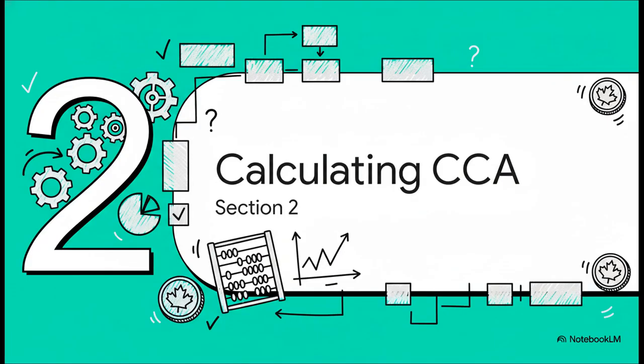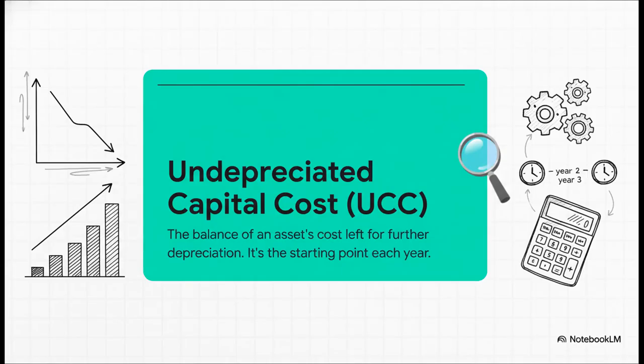How do we actually calculate this deduction year in and year out? The term you absolutely have to know is undepreciated capital cost, or UCC. The best way to think about UCC is as a running total or a pool for each class of asset. When you buy an asset, you add its costs to the pool. Each year, you calculate your CCA deduction based on that pool's balance. Then, you subtract the CCA you claimed, which gives you the new, lower starting balance for the next year. It's a continuous declining balance.